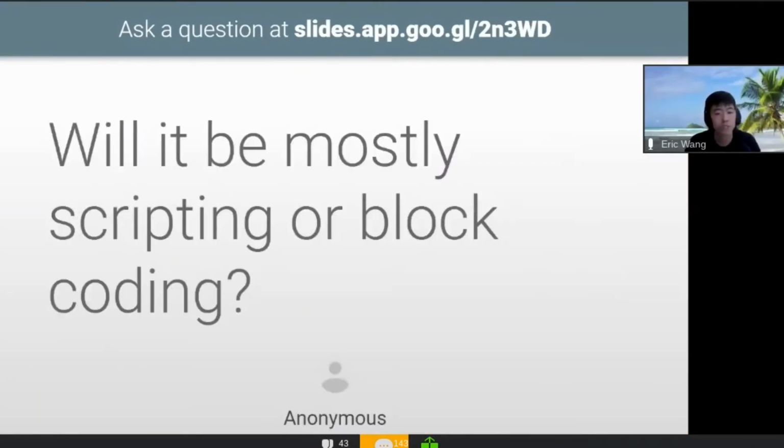Our next question is about scripting or block coding. We're thinking probably more scripting because that's a bit more advanced and that's more conventional. Zenka, if you have anything, you can also jump in.